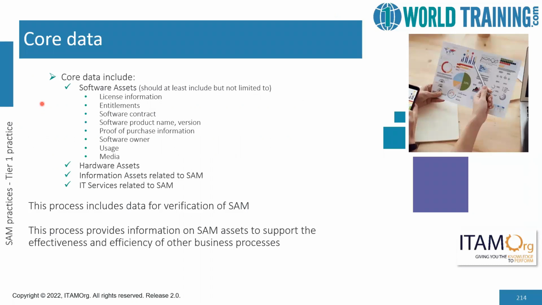What is core data? Software assets, definitely, because it's about SAM. License information about software, entitlements, meaning what are the usage rights, software contract information, the name of the product, its version, proof of purchase information, who is the owner for that software, usage information, for example, how many licenses are installed and being used actively, the media information, such as physical or electronic, hardware assets as well need to be understood, recorded. Information assets, such as other relevant documents, such as contracts and any other information.